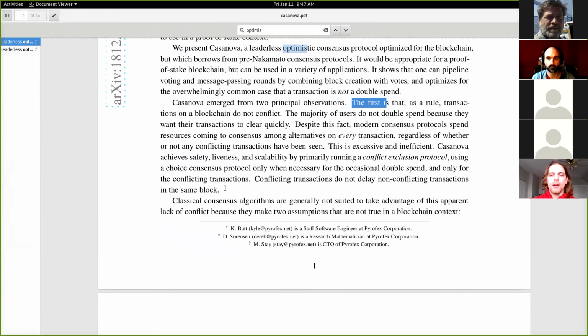What I don't quite understand is what they're saying about normal consensus. Modern consensus protocols spend resources coming to consensus among alternatives on every transaction. What does that mean? If I send one valid transaction and don't attempt to double spend, what alternatives are there? Oh yeah, regardless of whether any conflicting transactions have been seen. This means that you don't check every block, is it valid or not? Okay.